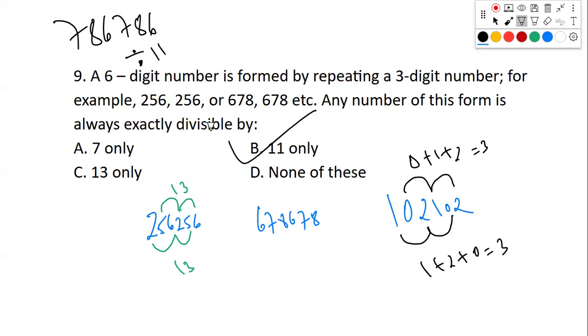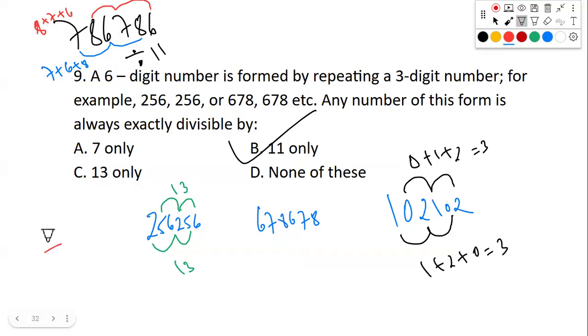So you might ask why? If you take alternate digits 7, 6 and 8, I'm adding 7, 6, 8 in this case. And if I look at the other digits, it is 8 plus 7 plus 6. So both values will be the same.